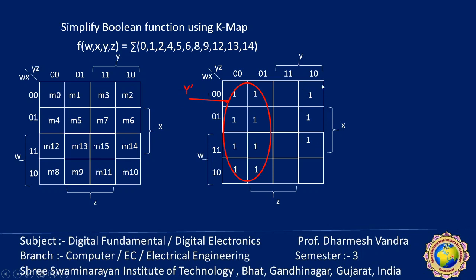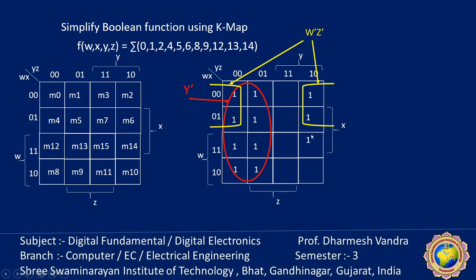Now 3 ones are left. If one more were 1, we could make a group of 4, but it is missing. So can we make a group of 4? Yes. Which 4? First row, second row, first column, last column. Here 4 adjacent cells give a 2 literal function. The value of w is 0 in all 4 cells, and the value of z is 0 in all 4 cells, so it is indicated as w dash z dash. The value of w is 0 and z is 0 in each of the 4 yellow cells.